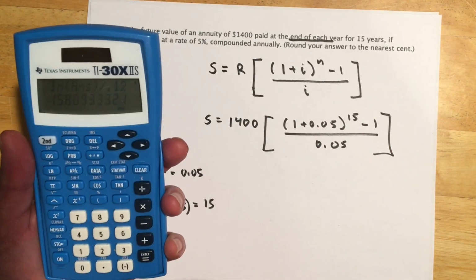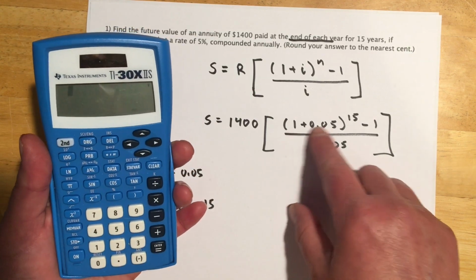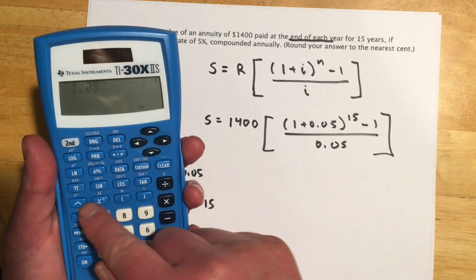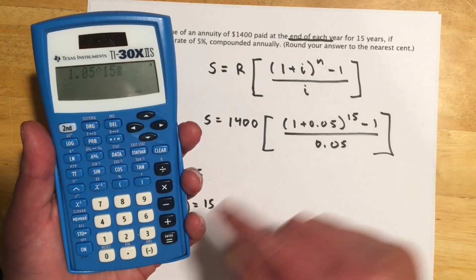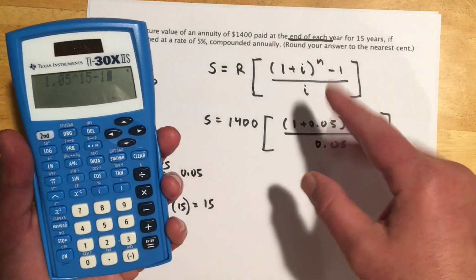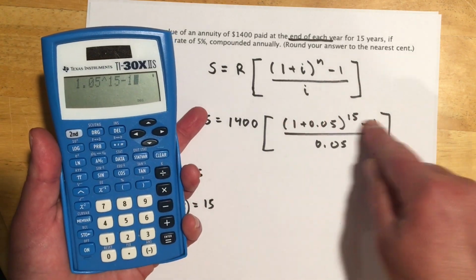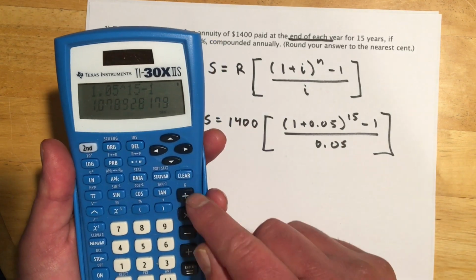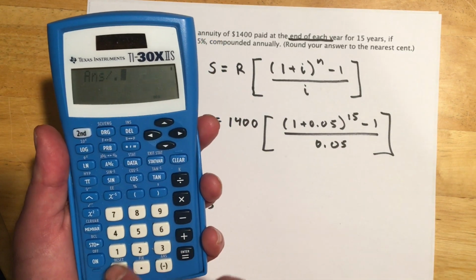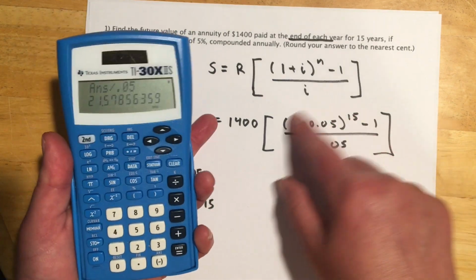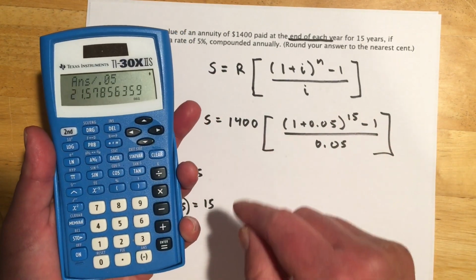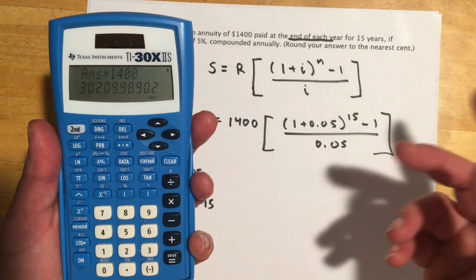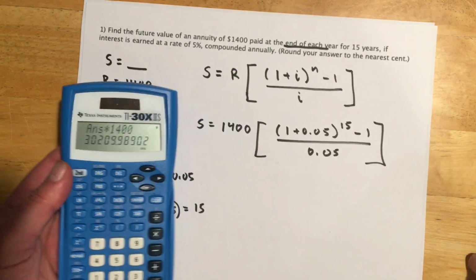So first thing I would do is turn it on and clear it, and then add these two together. So that's 1.05, raised to the 15th, and then minus 1. Rather than worry about parentheses, since this was all in a line, now I'll hit equals, which gets me a number, and I'll divide by this in the bottom. So divided by 0.05, and I'll hit equals again, so that's this number, and then I'm going to times 1400 and equals. And so then there's my answer.